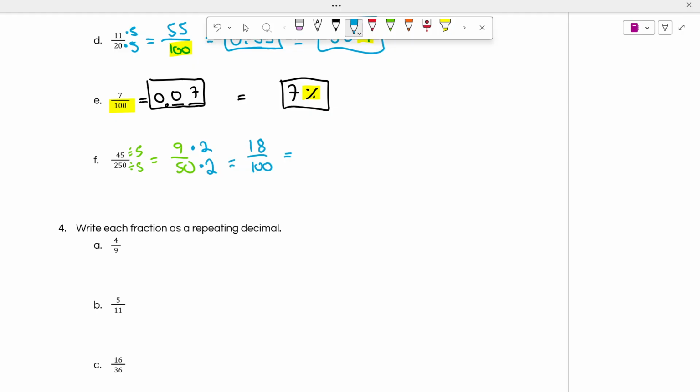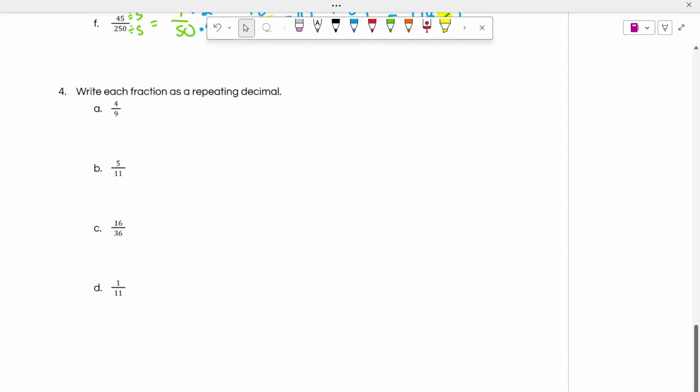The reason I've chosen that is to get my 100 on the bottom, which allows me to say that this decimal reaches the hundredths place, which is 0.18, 18 hundredths in this case. And I can also say that my 18 out of 100 is 18%. Just replace 100 with my percent sign, as we have in most of these questions.